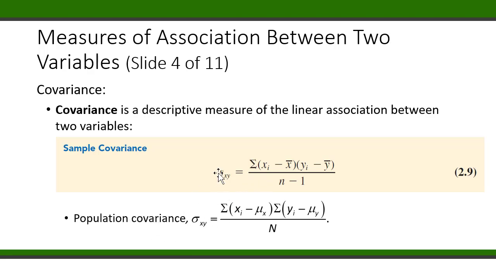So basically all we're doing is summing the difference between one set of observations and its mean, multiplied by the difference between another set of observations and its mean, and dividing by n minus 1. If it's the population, we do the same thing, but now we're dividing by n. Also notice that we're doing the subtraction here, that difference between one set and its mean, and the other set and its mean, and then multiplying them.